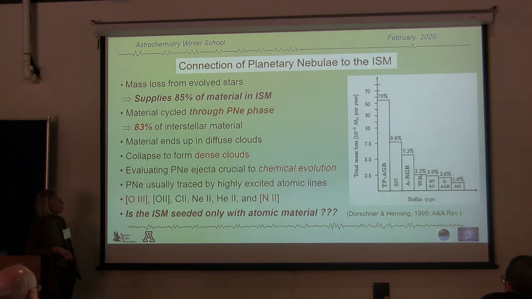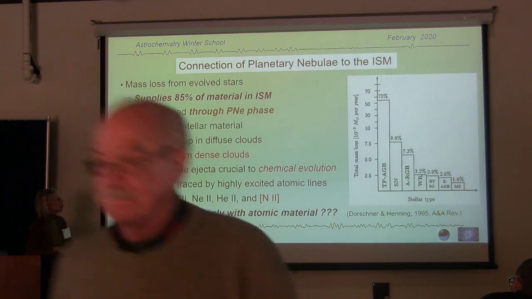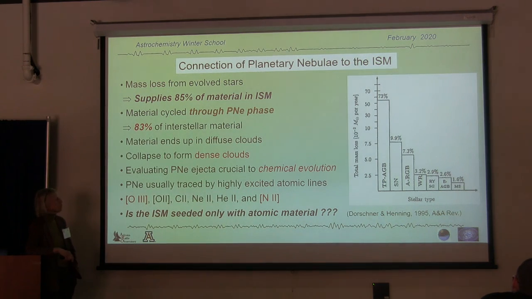into the planetary nebula phase, and then this material ends up in the diffuse interstellar medium, which forms the material that forms diffuse clouds, which collapse eventually into dense clouds. And so evaluating what comes out of the ejecta of planetary nebulae is really crucial to understanding the chemical evolution of the entire interstellar medium.